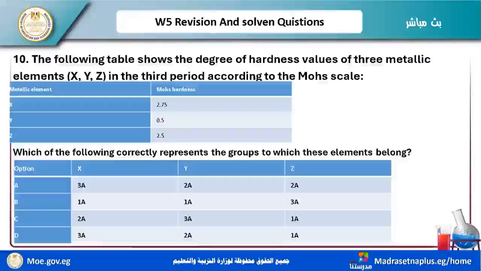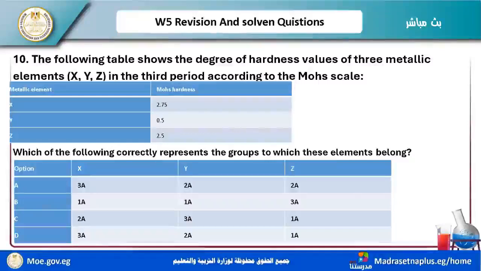Now, I have this table in question number 10. The following table shows the degree of hardness values of three metallic elements X, Y, and Z in the third period according to the Mohs scale. The Mohs scale is a scale for the hardness of any metal. Now I have many things: X, Y, and Z.